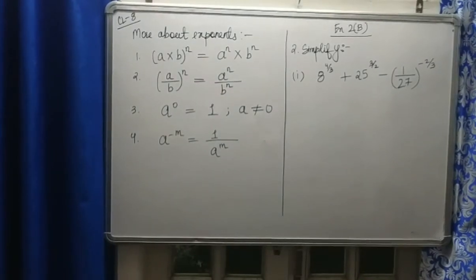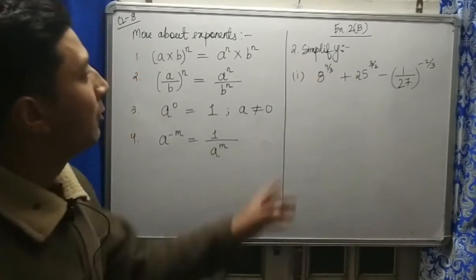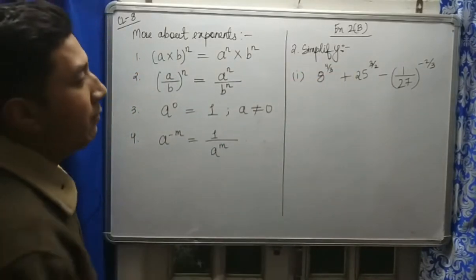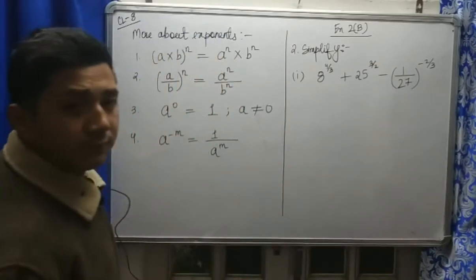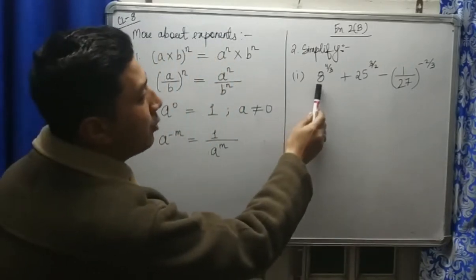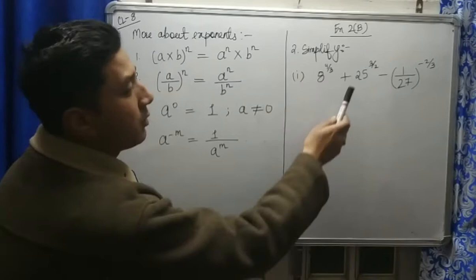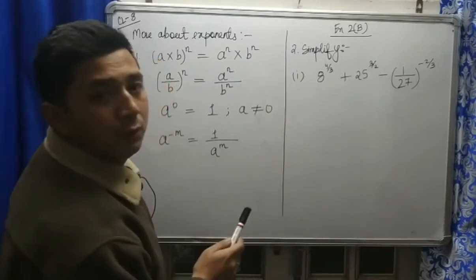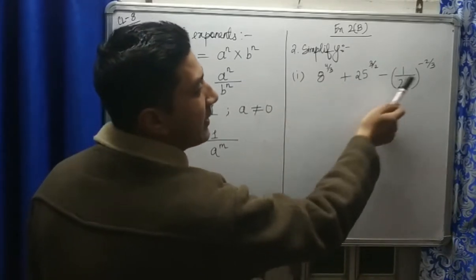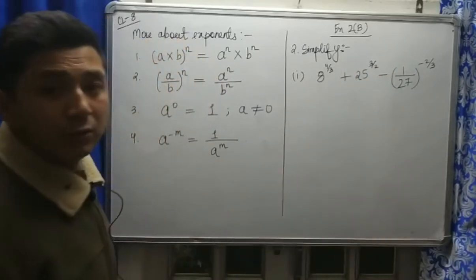Now we start with question number 2, exercise 2b. Question number 2 is to simplify this. The question is 8 to the power 4 by 3 plus 25 to the power 3 by 2 minus 1 by 27 to the power minus 2 by 3.